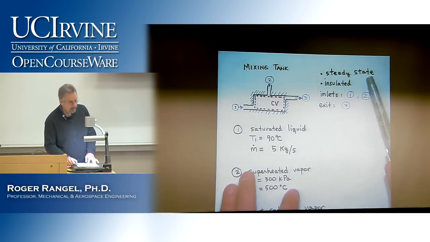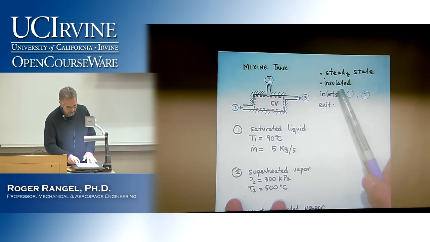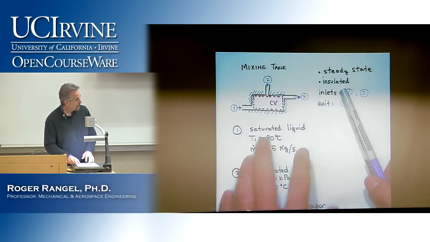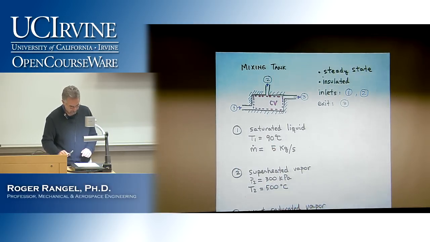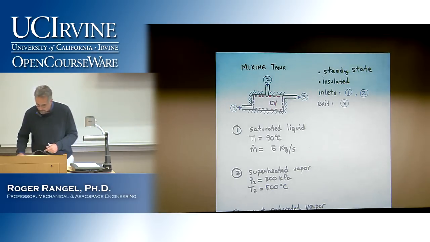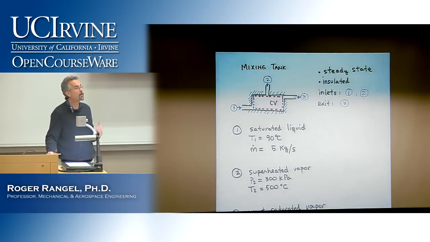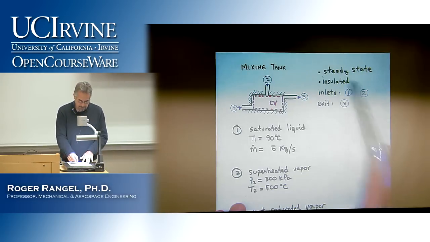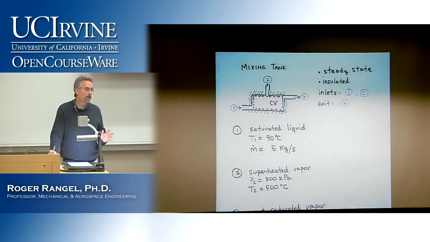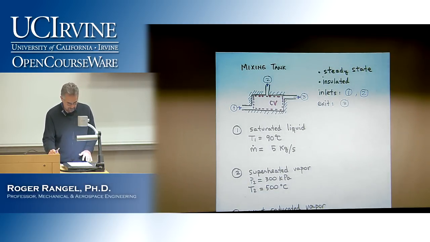I'm told that it operates in steady state, so I know I can use the steady state form of the equations. I'm told it's insulated. That means what? Yes, no heat goes in or out. If you look at the table I showed you before, for mixing chambers it says Q equals 0, no heat transfer. That's an assumption, not always true. I could have a mixing chamber that gains or loses heat to the surroundings. But let's assume that it is insulated.